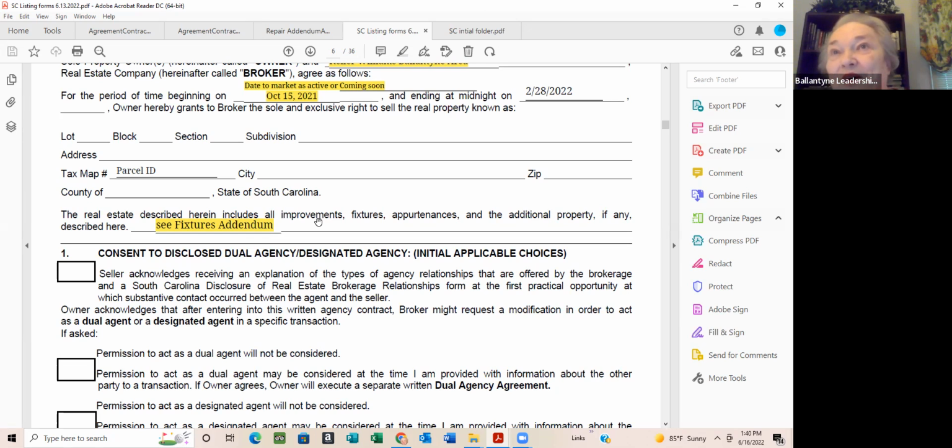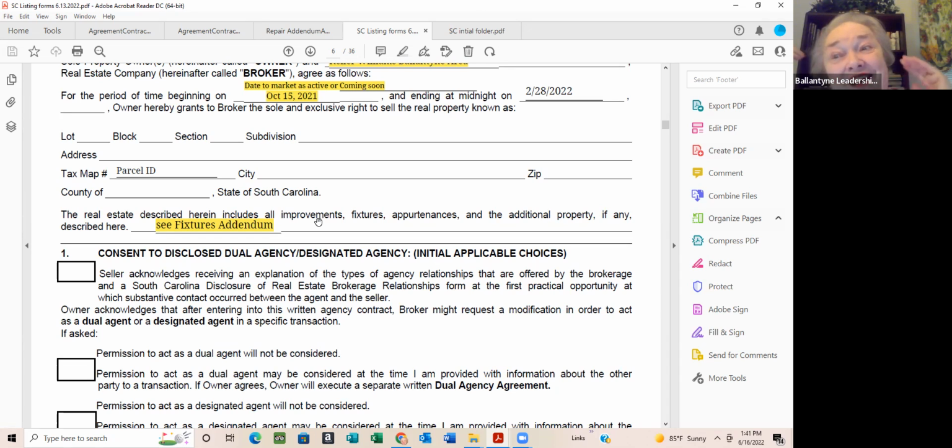One of the long time instructors at real estate schools in the South Carolina courses said, you know, if you could turn the house upside down, whatever falls out is not a fixture. If it stays with the house, if it's stuck with the house, then it's a fixture.